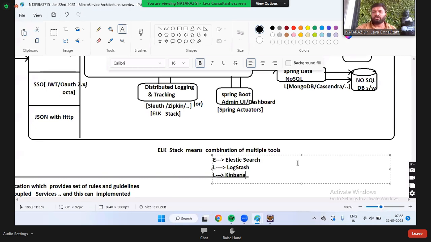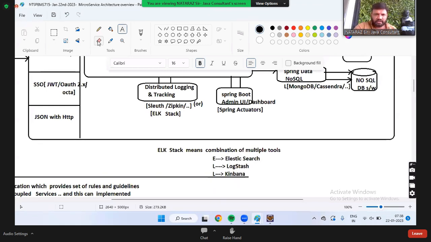Yeah, how to use them, don't worry. We are going to implement one. Sorry, this is K for Kibana.